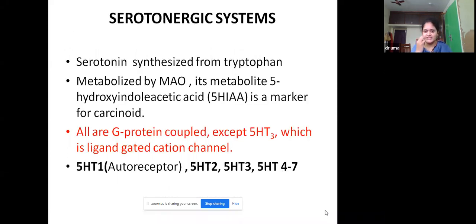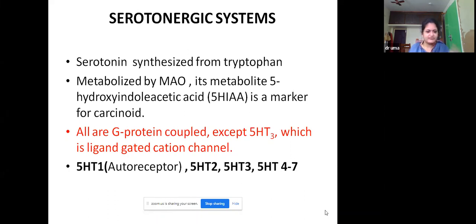And the serotonergic system: serotonin is synthesized from tryptophan. It is metabolized by monoamine oxidase. Its metabolite is 5-hydroxyindoleacetic acid, which is a marker for carcinoid syndrome. Among these, all are G protein coupled receptors. The receptors are 5-HT1, 2, 3, 4 to 7. All are G protein coupled receptors except 5-HT3, which is a ligand gated ion channel.